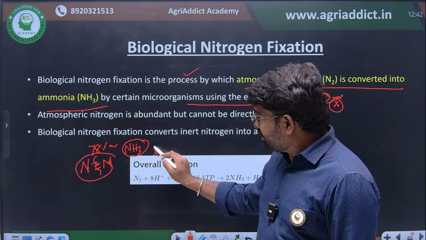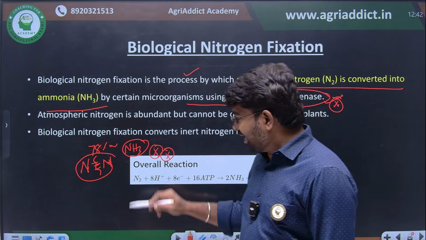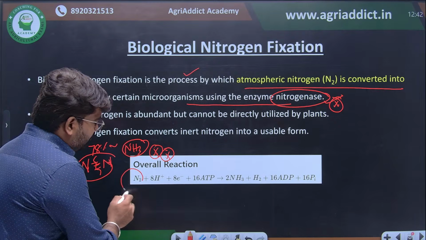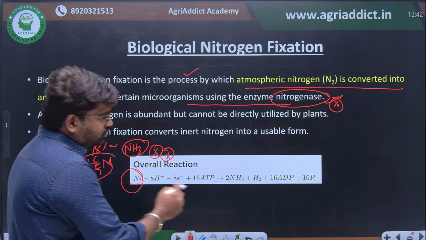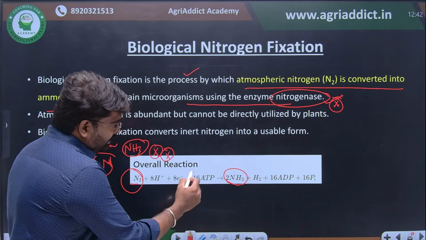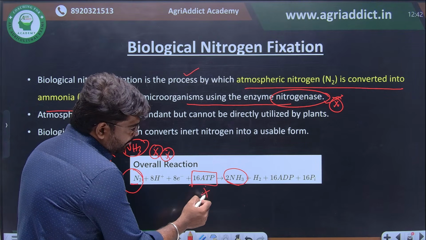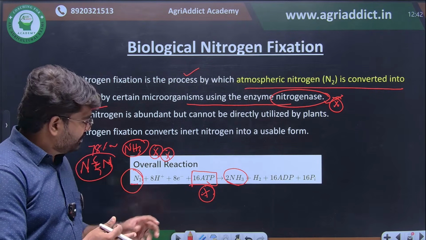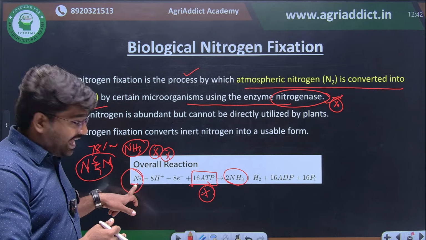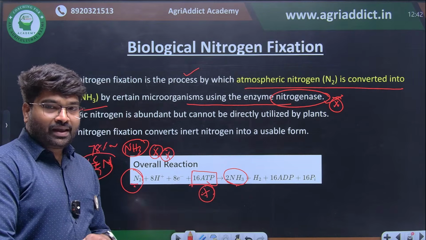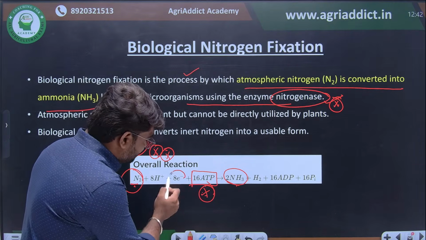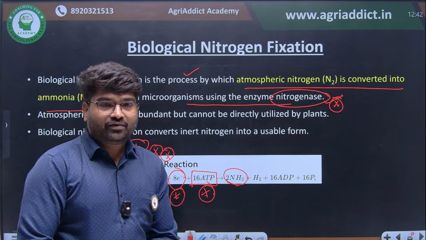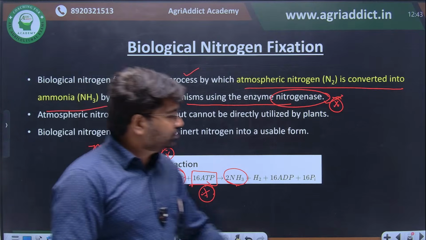This is another important and objective question, a repeated question. Overall reaction of biological nitrogen fixation: for converting each molecule of nitrogen to 2 molecules of ammonia, we need 16 molecules of ATP. This is another important point. Another important thing, 8 electrons are required for converting the nitrogen into ammonia.